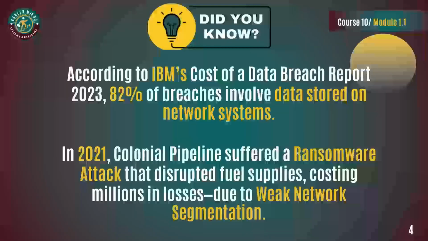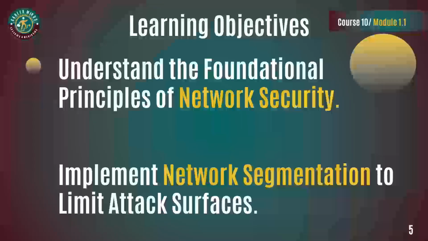Because 82% of breaches target network infrastructure. Attacks like the Colonial Pipeline ransomware incident show us just how quickly a single vulnerability can spiral into a nationwide crisis. So in this module, we'll unpack what network security really means.